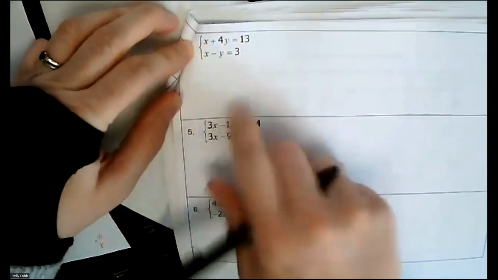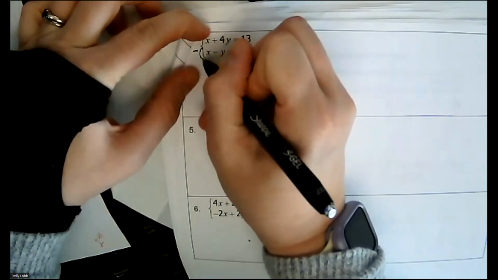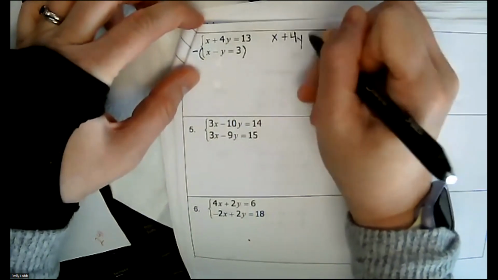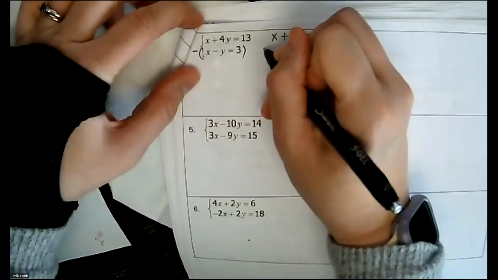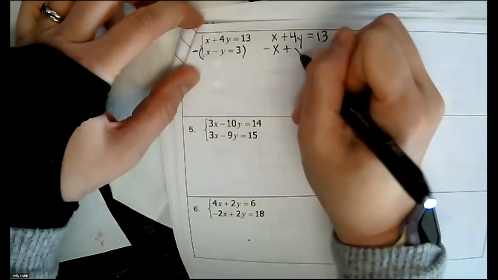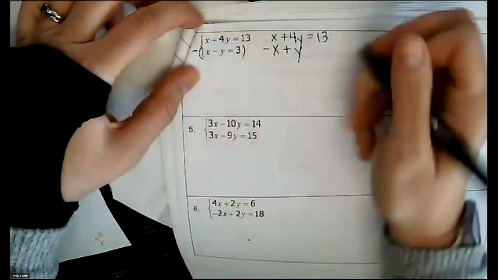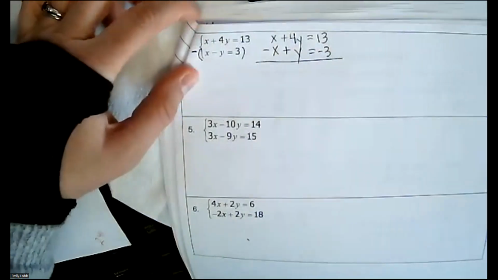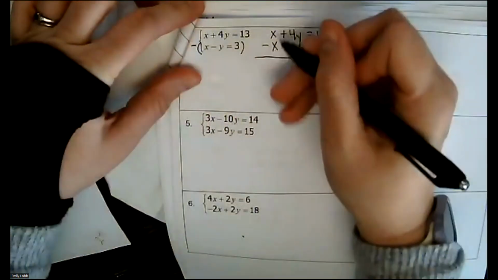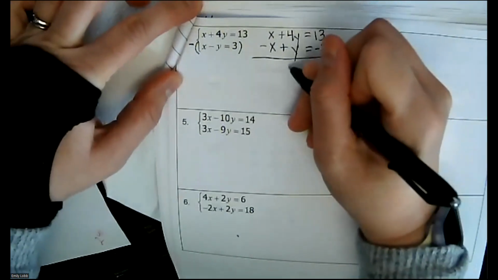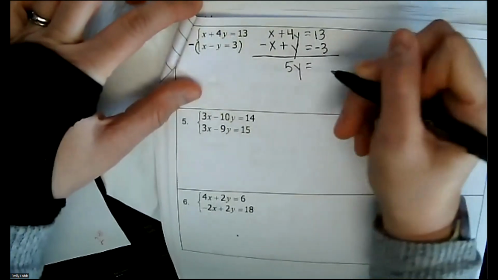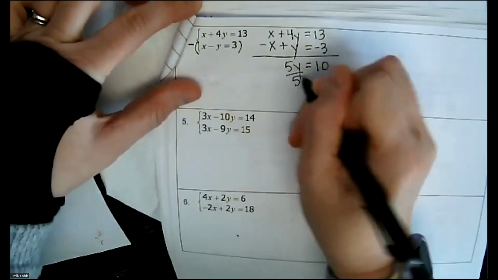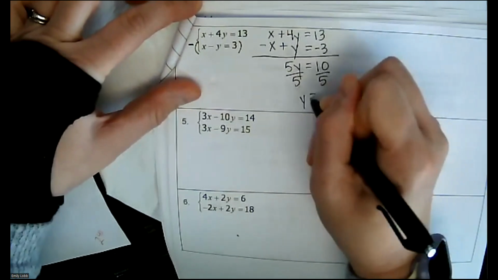These are equal coefficients, but not the opposite. So I'm going to have to distribute a negative through 1. So here I'm going to rewrite the top equation. And I'm distributing a negative through the bottom. So a positive becomes negative, a negative becomes positive, and a positive becomes negative. Now I'm going to do the same thing I have been doing and add them up. X minus x, that goes away. So I have 5y equals 10. Divide both sides by 5. So y is equal to 2.